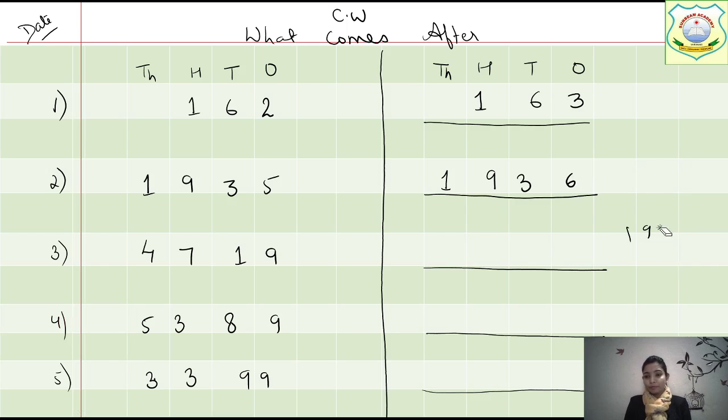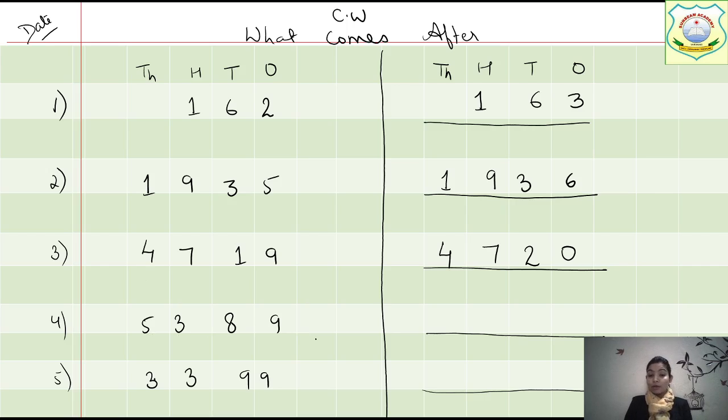Okay. Next question. Your next question is 4719. Now here is 9. 9 में जब हम +1 करेंगे, it will be now what? 10, right? So 1 will be carry in the tens place. So it will be now 20. वैसे भी 19 के बाद क्या आता है? 20. So this will be 4720. You have to do very carefully. कोई mistake नहीं करना है, okay? Next.